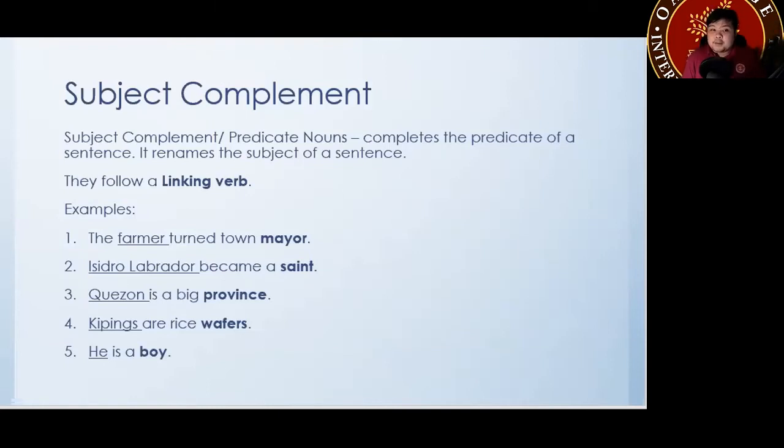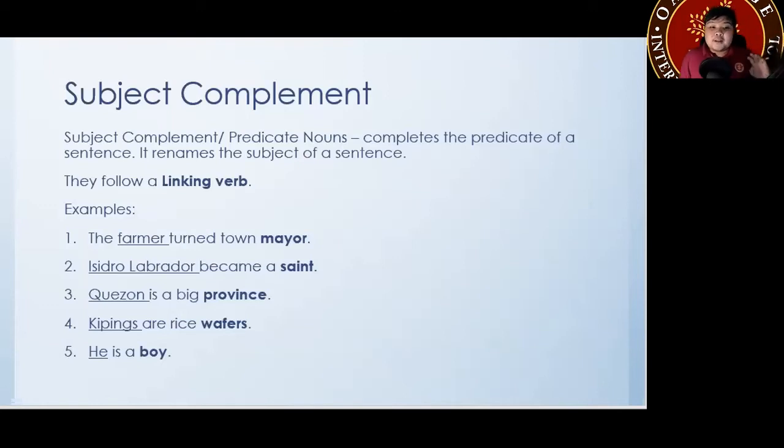Number 1, example, the farmer turned town mayor. Okay, turn there is not an action verb. Rather, it is a linking verb. How do we know that? If we change turn there into a be verb, is, you would have the same thought. The farmer is town mayor. The farmer turned town mayor. Okay, so mayor there just talks about farmer. It's just the same thing.